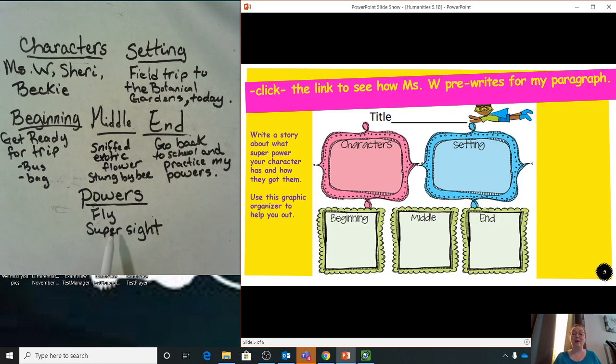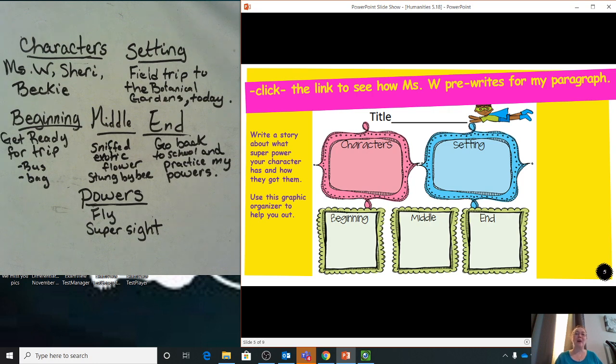So, I'm going to be able to fly and I'm going to have super sight because bees have all those big eyeballs, right? And then you can see, oh, it's going to be great. So I'm going to have the ability to fly and I'm going to have super sight, so I won't have to wear my glasses anymore. The end of my story, I'm going to go back to school and practice my powers.